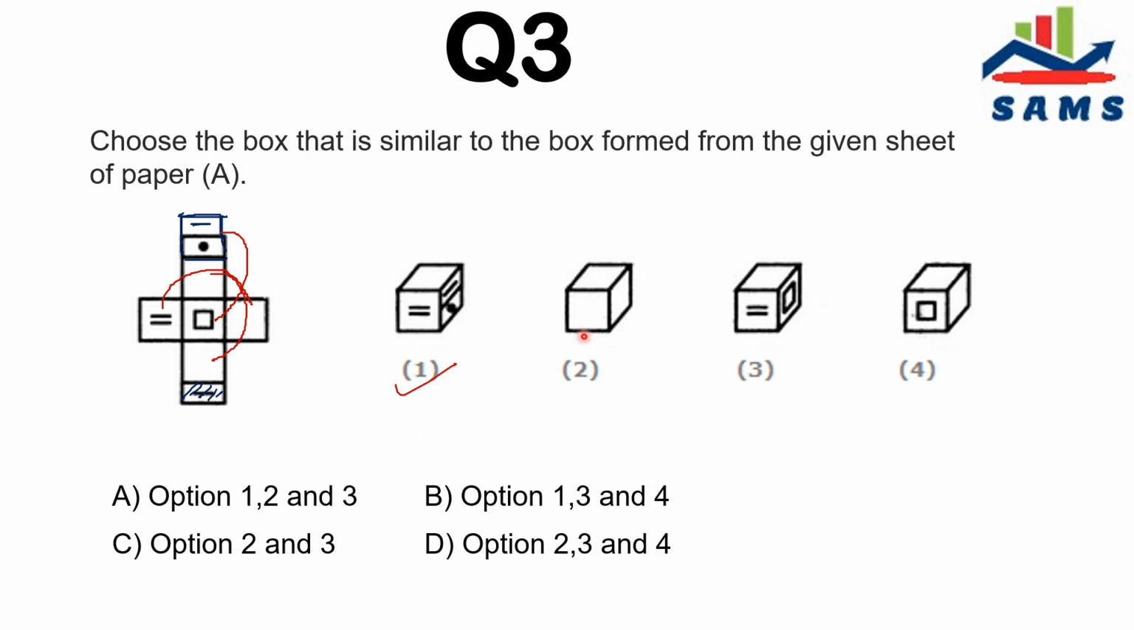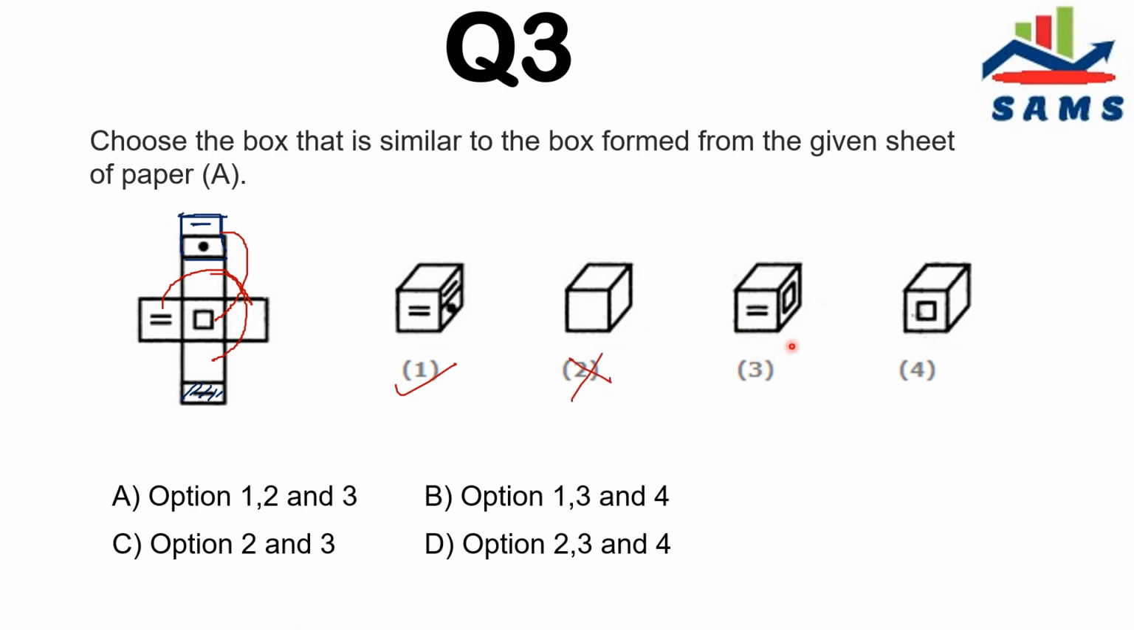Looking at option 2, we have three plane sides which are adjacent to each other, but we know that these two plane sides are opposite to each other. So we can have two plane sides adjacent to each other, but we cannot have three plane sides adjacent to each other. So this option is ruled out. That is not a possibility.